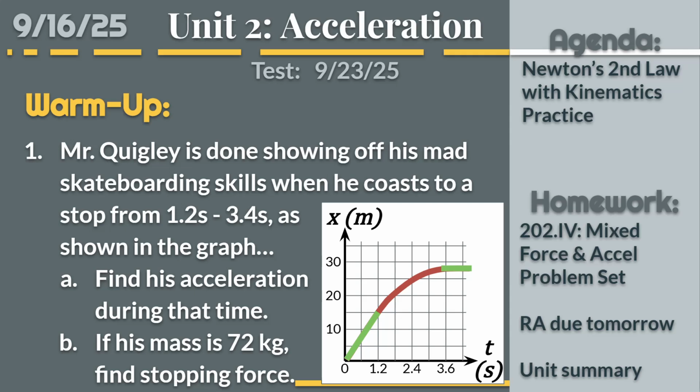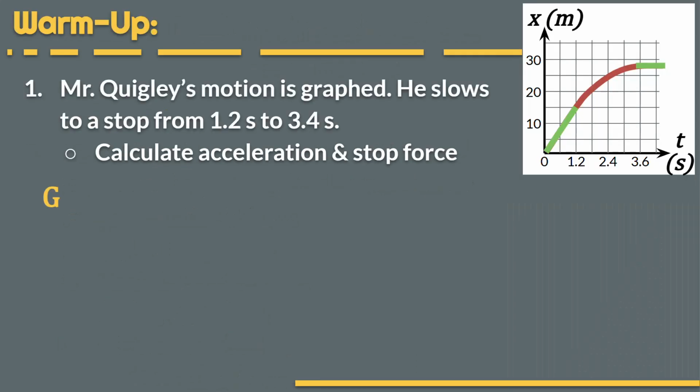It tells us to find his acceleration during that time, and it tells us to find his stopping force if we know his mass is 72 kilograms. So let's go ahead and solve this one part at a time, starting with finding his acceleration. Again, in order to do that, you have to label the information that you've been given. And in the question, they tell us the times, which is good because it's hard to tell exactly what they are in the graph. They tell us that he slows down from 1.2 to 3.4 seconds.